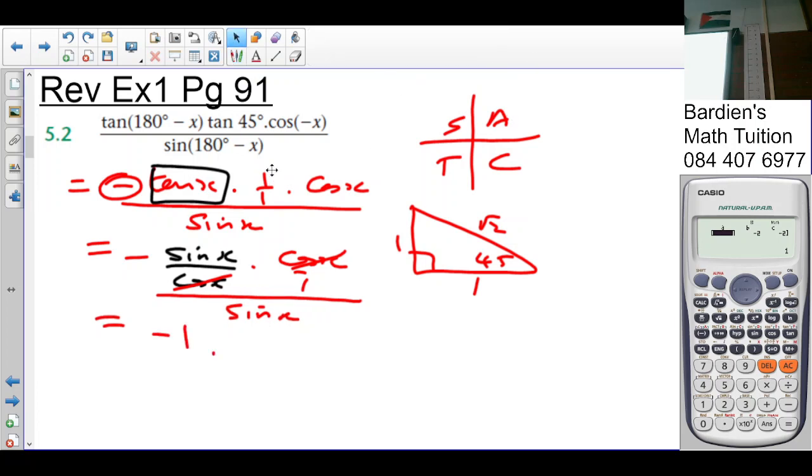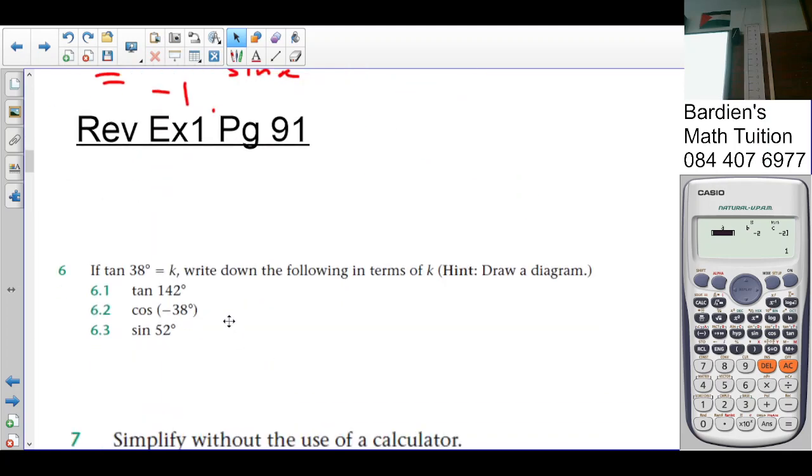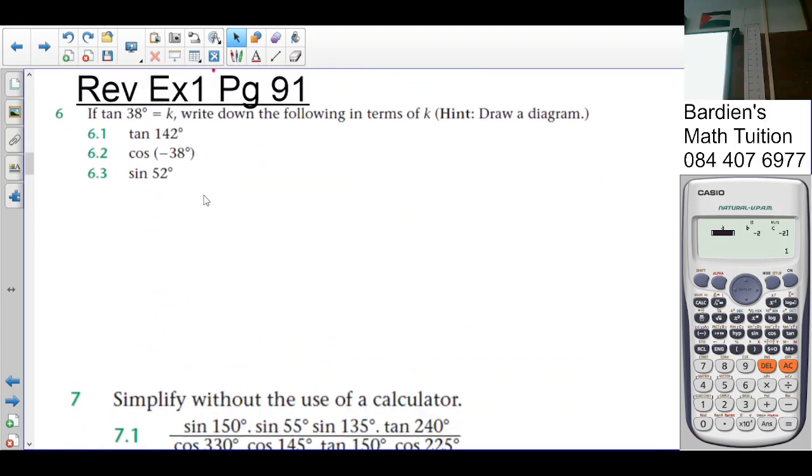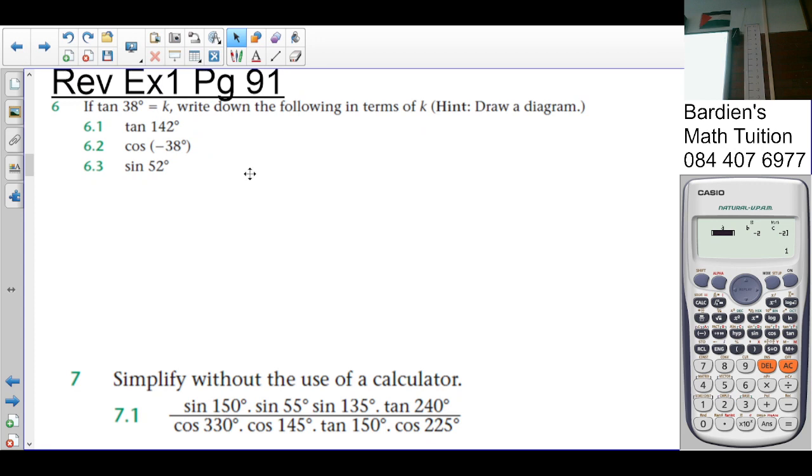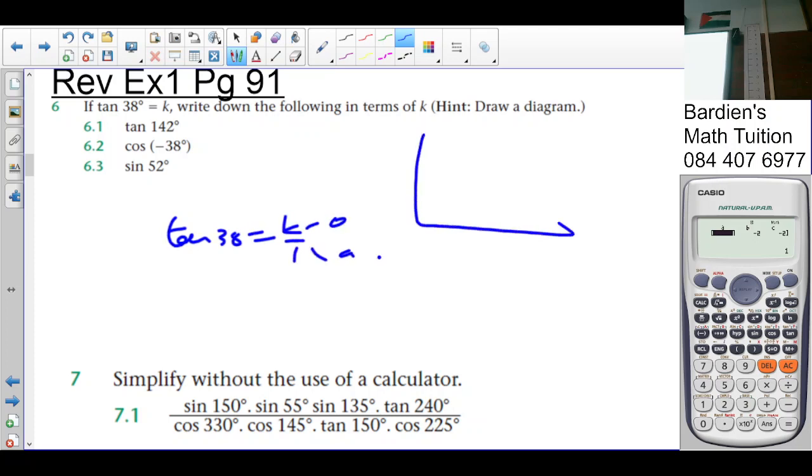Okay. Let's go over the next one. Question 6. We are told if tan 38 is equal to k, write down the following in terms of k. So tan stands for what? So k over 1 is opposite over adjacent. So we have here 38, your opposite to 38 is k, your adjacent is 1, apply Pythagoras. k squared plus 1 squared is equal to your hypotenuse squared. So the hypotenuse is the square root of k squared plus 1.